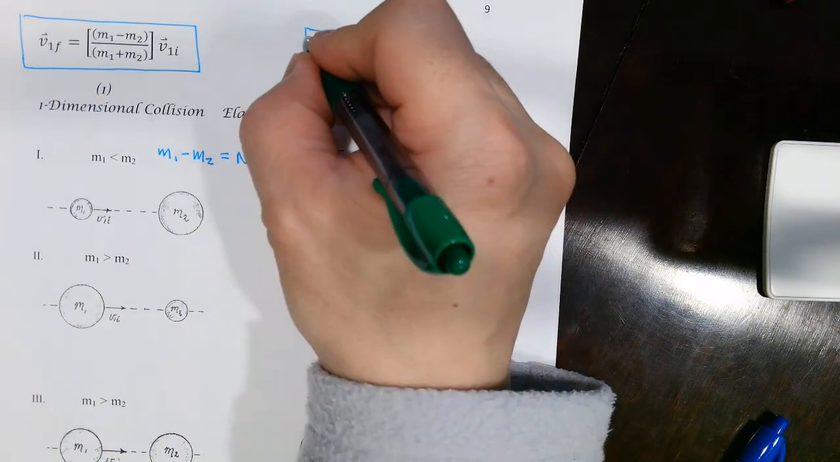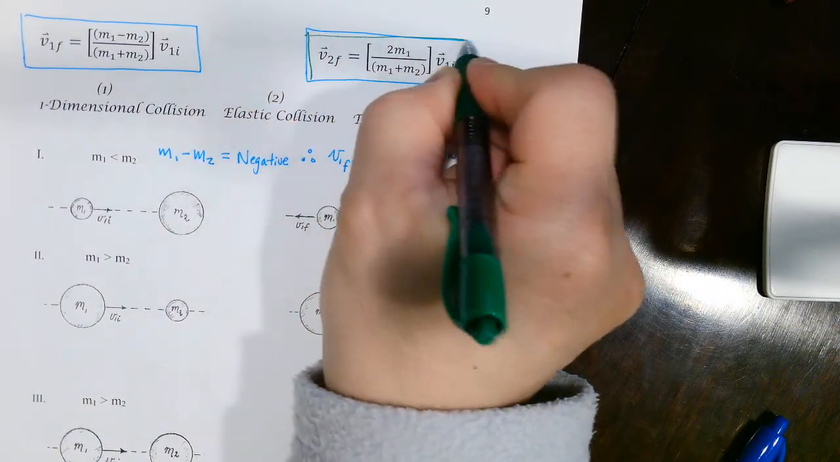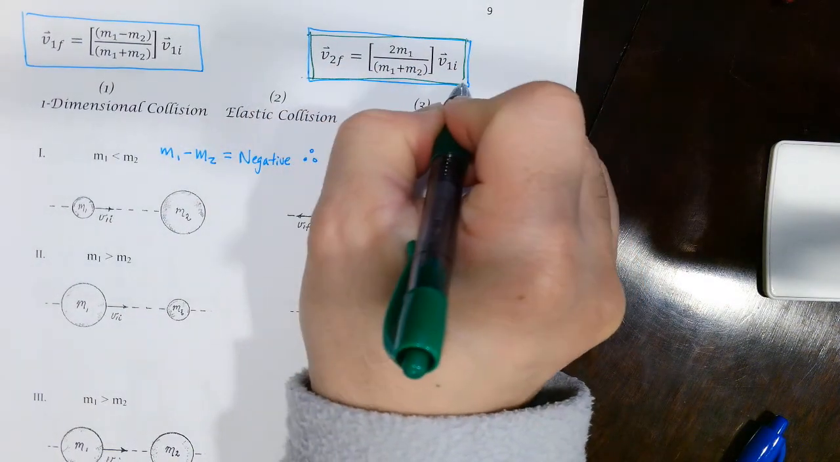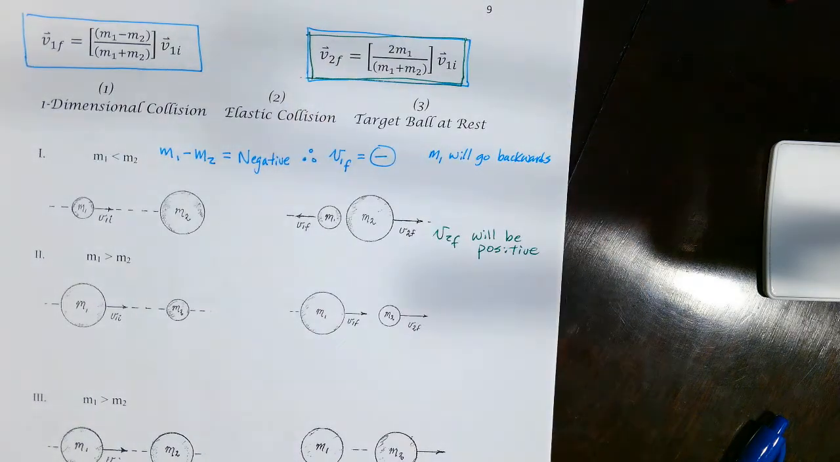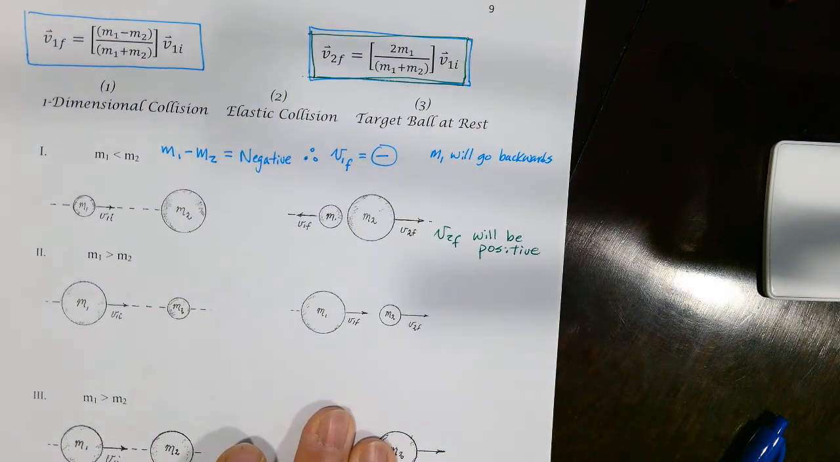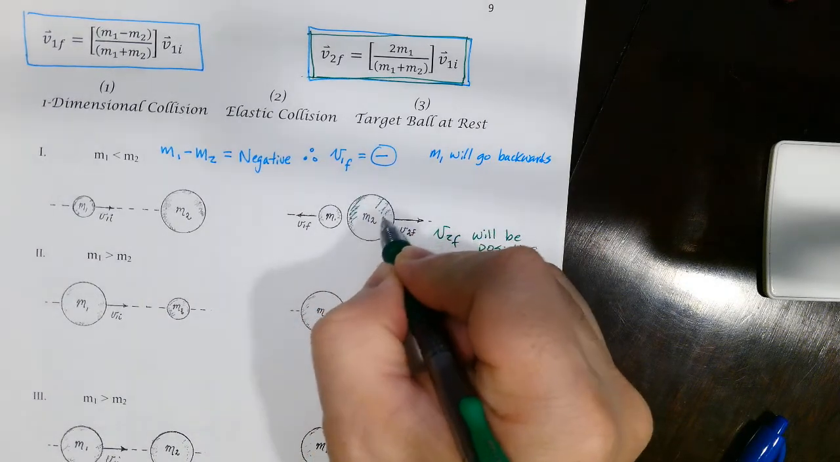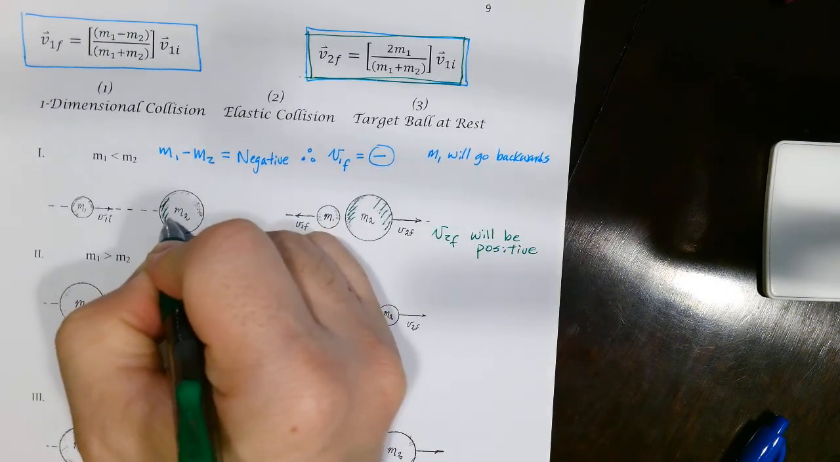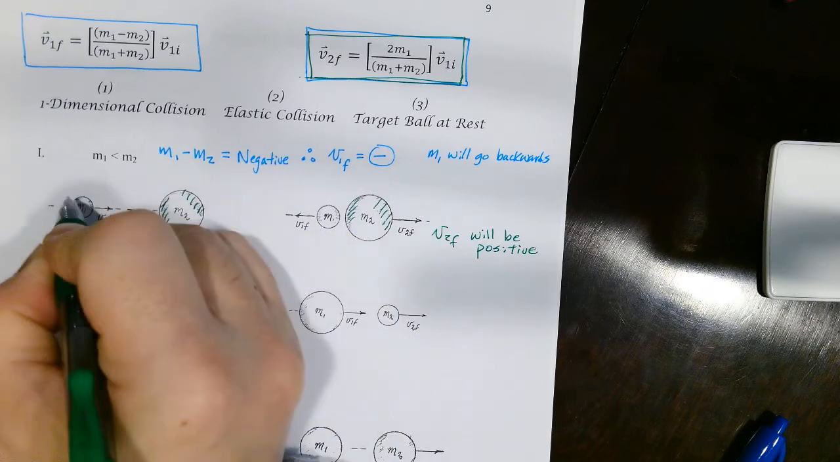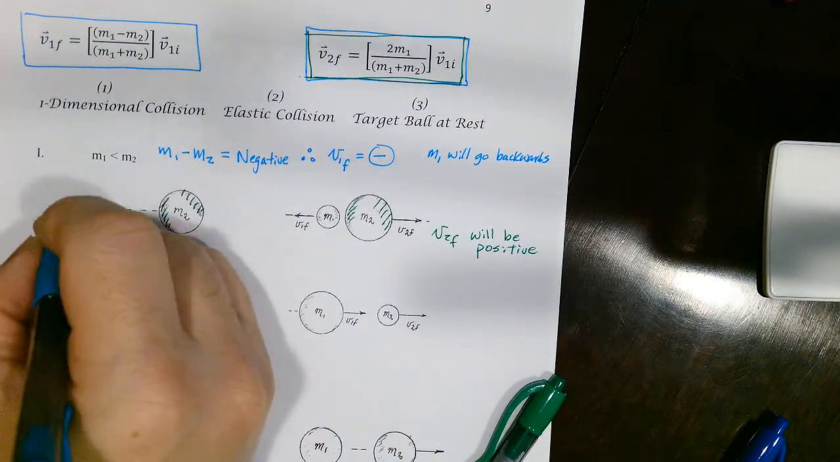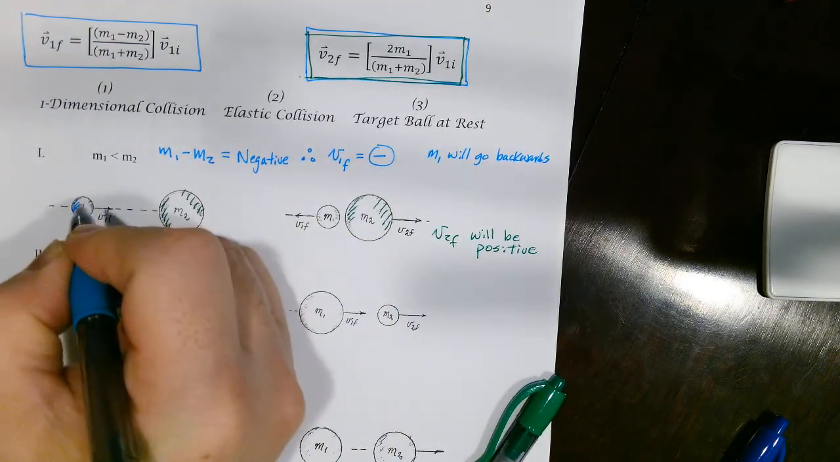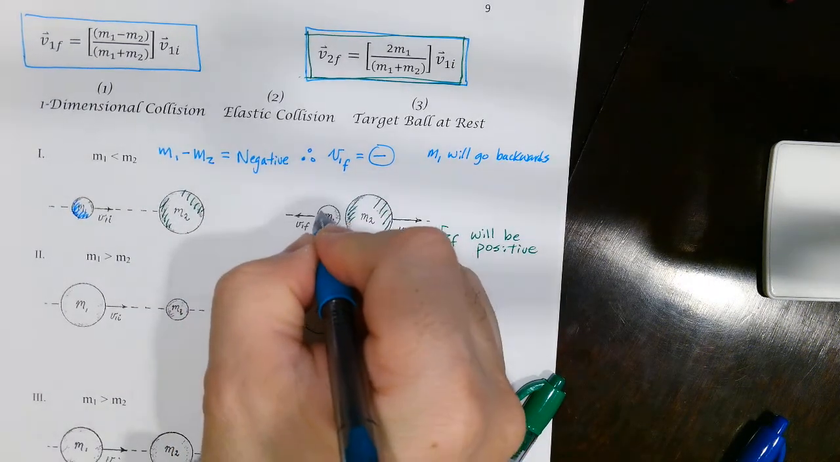Maybe I should have boxed this in green instead. Make this one green. Make this one green. Make this one blue. Right, and make this one blue.